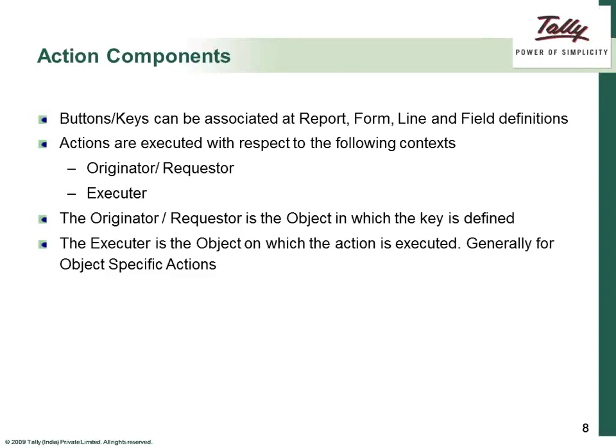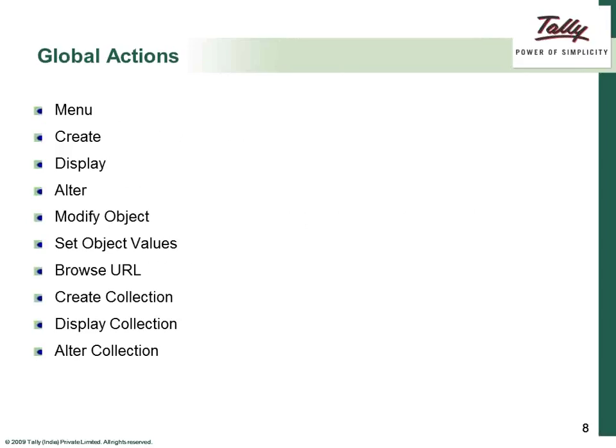In most scenarios, the originator and the executor are the same. However, there's a dependency in the cases where certain key combinations are explicitly specified for performing different actions. And then we saw the list of global actions: menu, create, display, alter, modify object, set object values, browse URL, create collection, display collection, and alter collection.